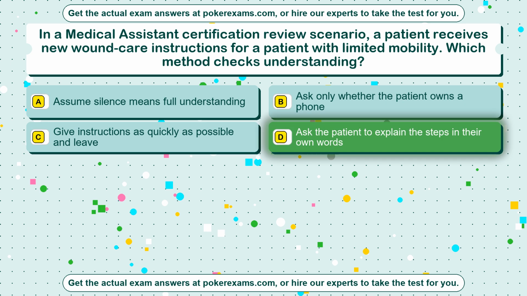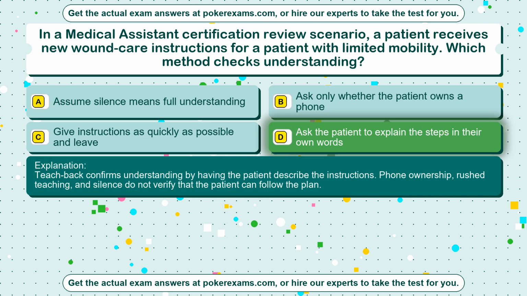The correct answer is option D, ask the patient to explain the steps in their own words. Teach back confirms understanding by having the patient describe the instructions. Phone ownership, rushed teaching, and silence do not verify that the patient can follow the plan.